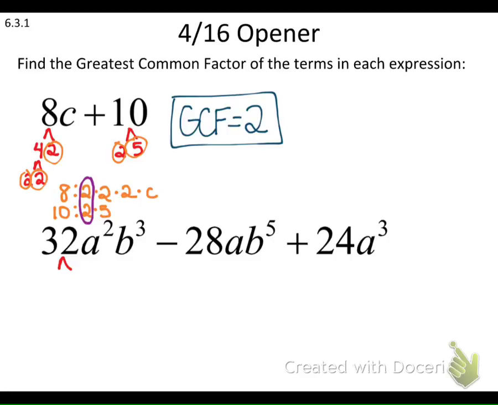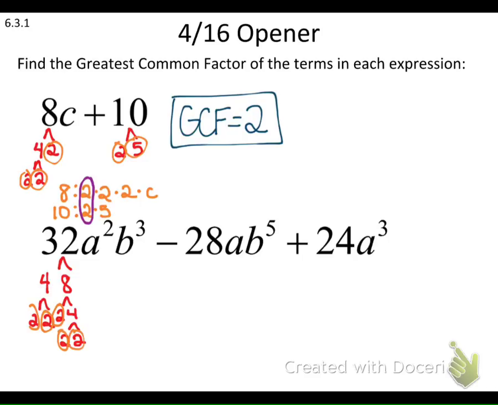All right, what two numbers multiply to get 32? 4 and 8. All right, are those prime, Jemiah? No. What two numbers can multiply to get 4? 2 and 2. What about 8? 2 and 4. And then that 4, 2 and 2, right? All right, I'm going to circle my prime numbers.